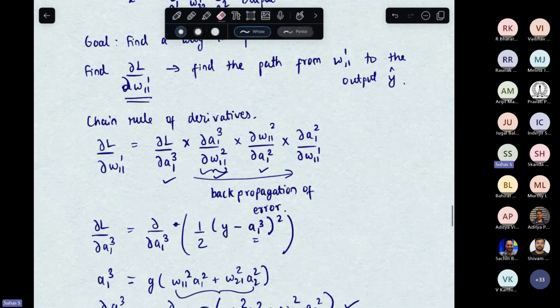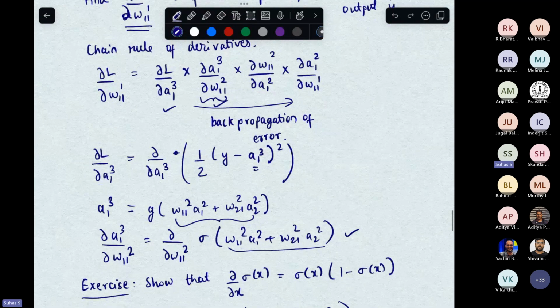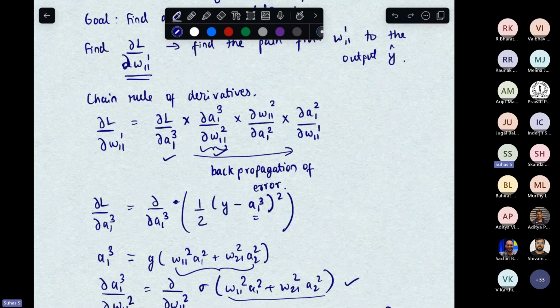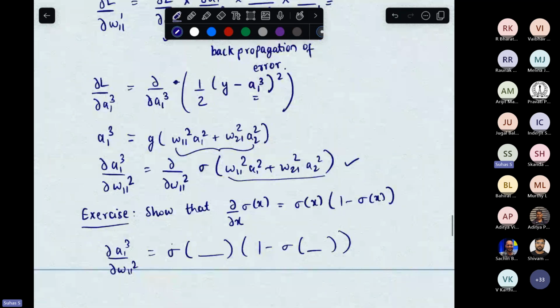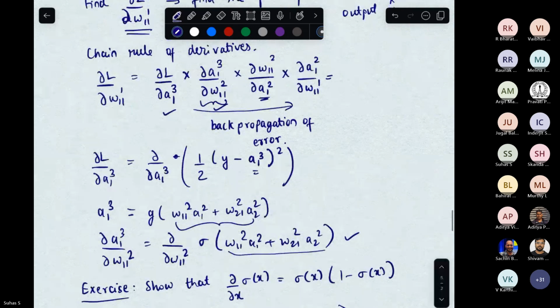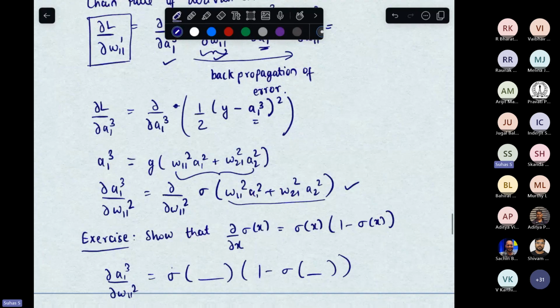No, actually, okay. So we may not need this term. We can just directly have... Okay. So similarly, we can find the derivative of this weight W112 with respect to A12, and then finally we can get this expression. And if you multiply all of them, you get the derivative of L with respect to the weight 1 of layer 1.